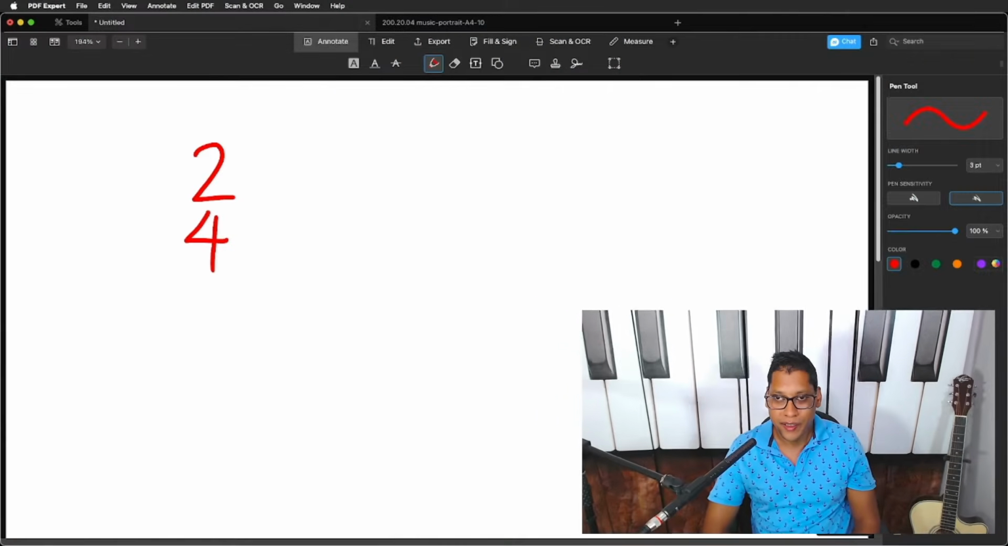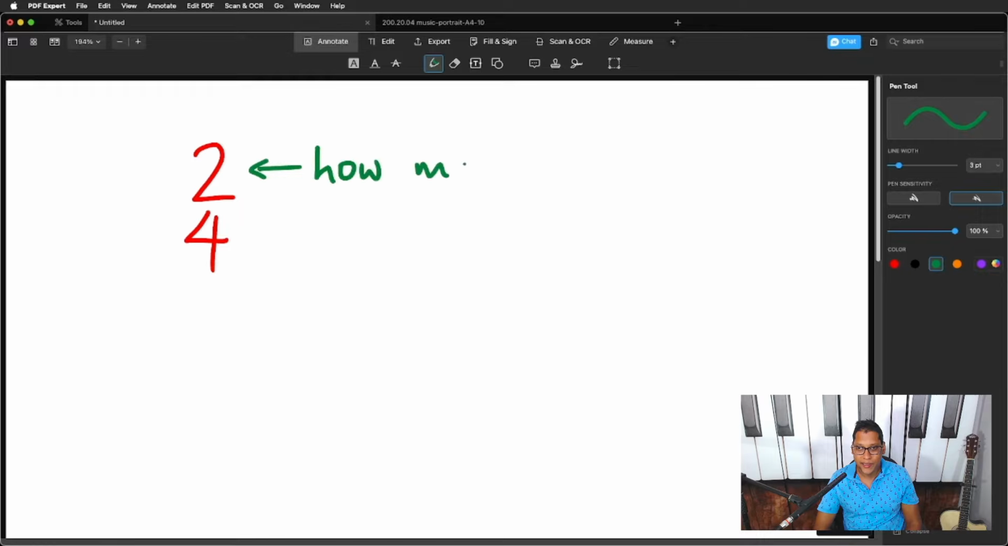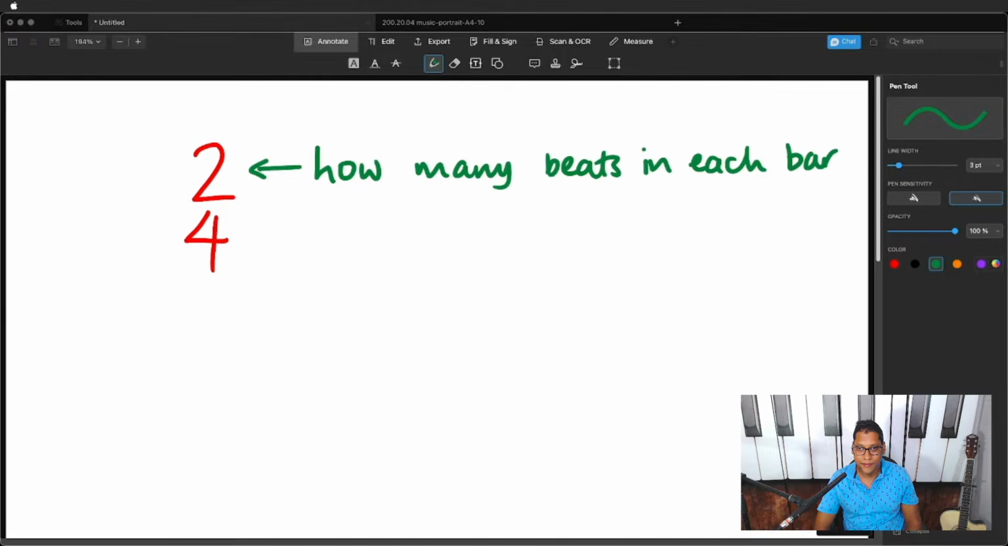Today, we're going to talk about simple time, compound time, and converting between these two different types of time signature. Before we go any further though, let's review these time signatures and what the numbers mean. The top number of a time signature is how many beats there are in a bar. This is the number you count to when you count the pulse of a piece of music.